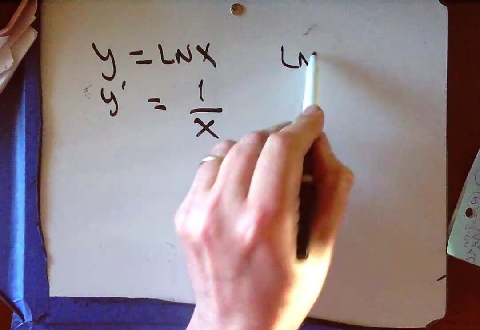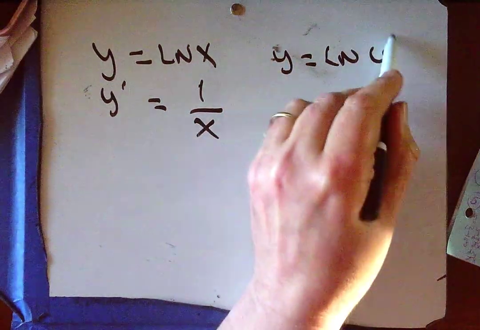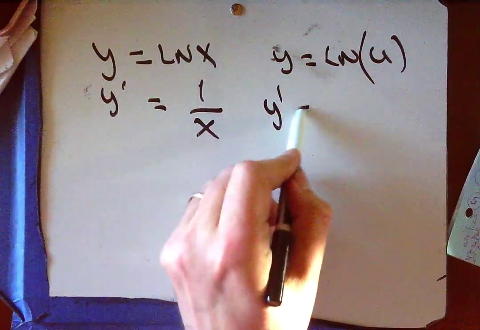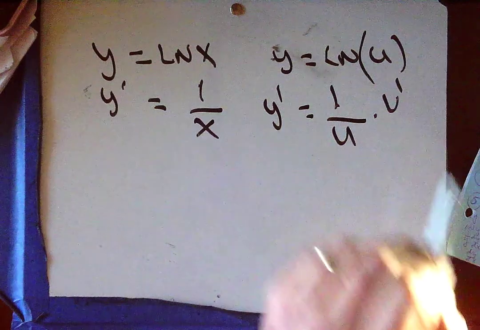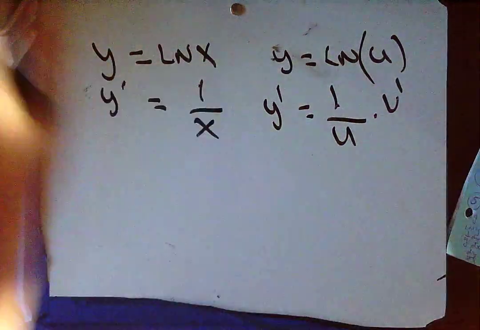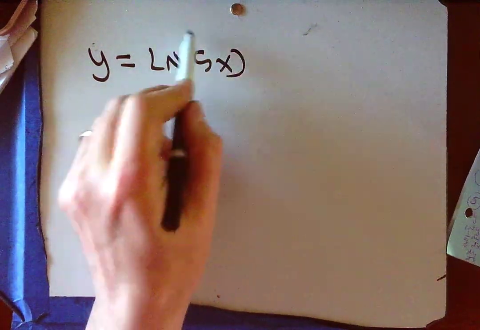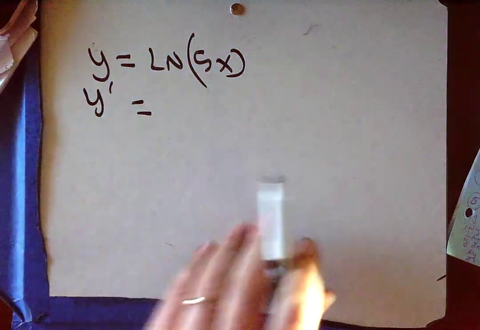So if I had y equals ln of u, and u is some function of x, then y prime is 1 over stuff times the derivative of stuff. So be mindful of chain rule here. With that in mind, will you please say what the derivative of the ln of 5x is? What would y prime be?